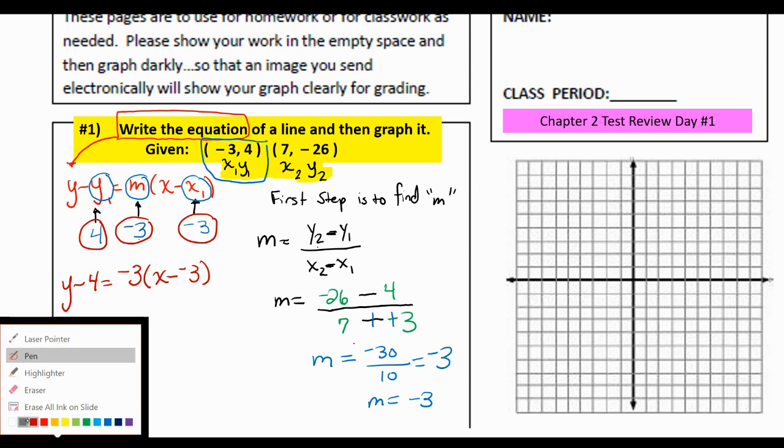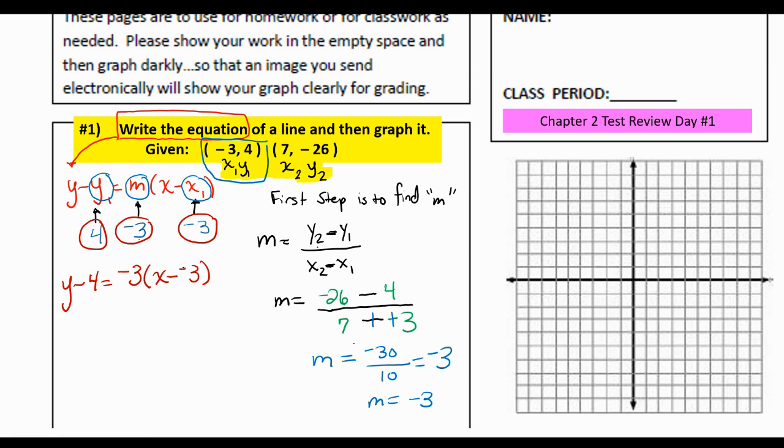Okay, you do have to be careful. Anytime that there's a minus next to each other, they must be changed to plus plus. So now we can start our work. We're going to distribute on the right side. So we have y minus 4 is equal to negative 3x, and then negative 3 times positive 3 is negative 9.